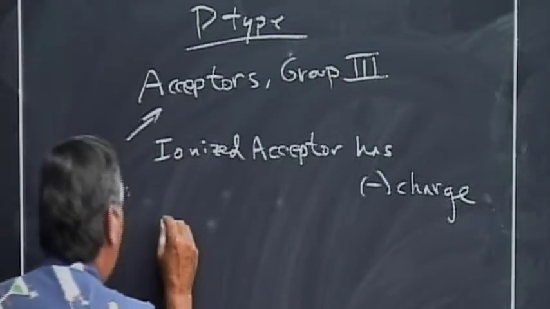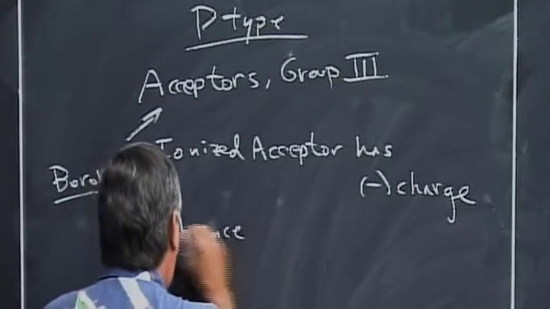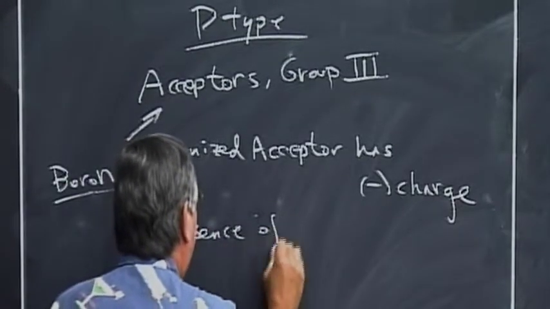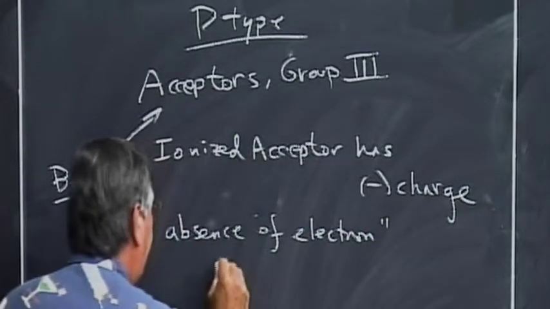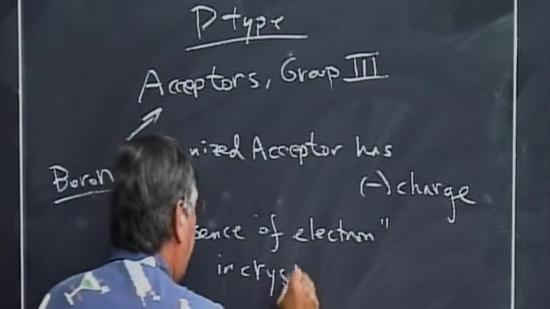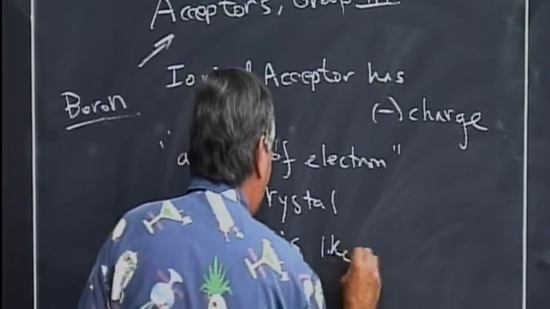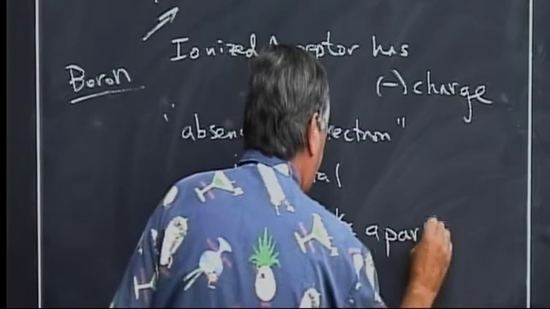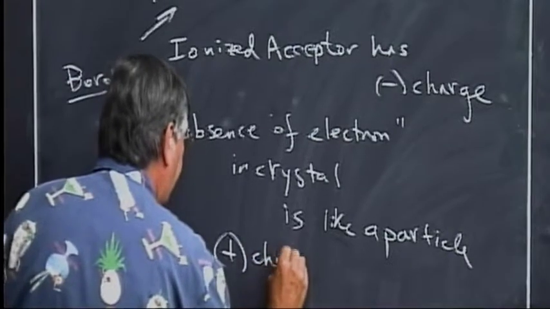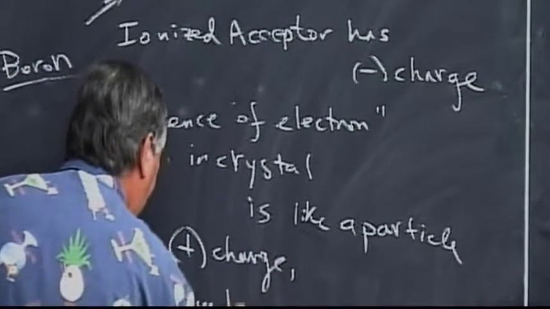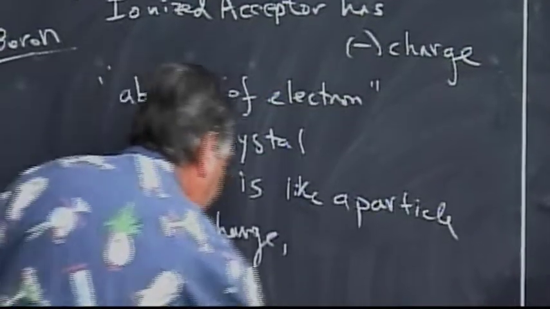And the absence of an electron, I'm going to write that somehow, but it's a little difficult concept. The absence of an electron in the crystal at some point in the crystal is like a particle. We treat it as a particle. And that particle is positively charged. It's mobile, and it's called a hole.